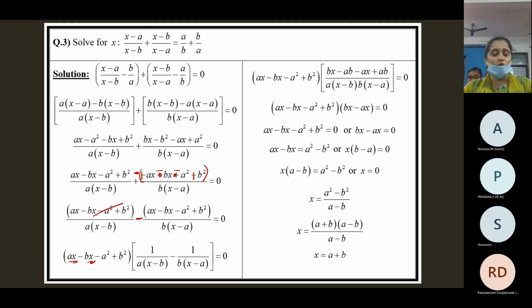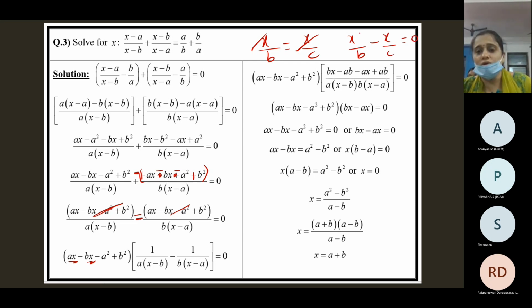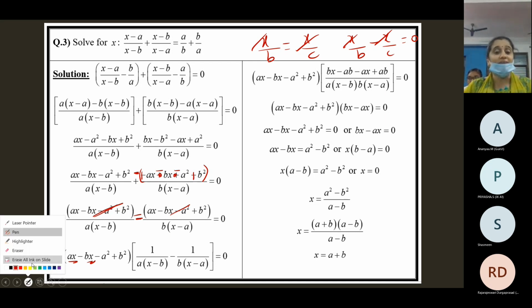So now the terms are the same in the numerator. See, you cannot cancel this and this. When it's on either side, you can cancel. See, if you have x by b is equal to x by c, then you can cancel. If you have x by b minus x by c is equal to 0, you cannot cancel x and x. You can't do that. You can only take x common.